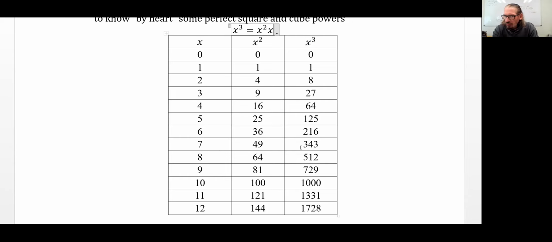It's actually that 343 that I tend to forget. And then once we get above 10, sometimes I might remember these, sometimes I might not. But again, I do know that 11 squared is 121. So then I can figure out 11 times 121 to find out that 11 cubed is 1331, and so on. I'll leave that there for a moment before continuing.